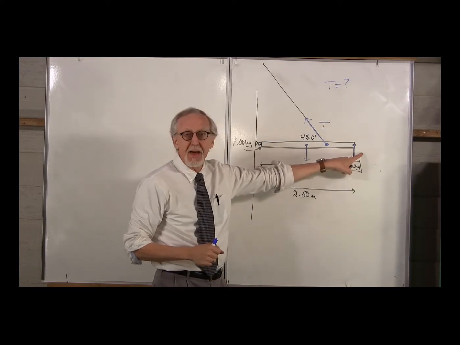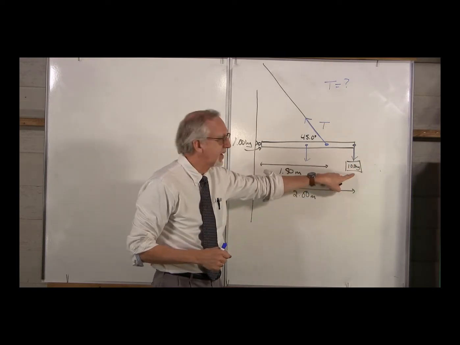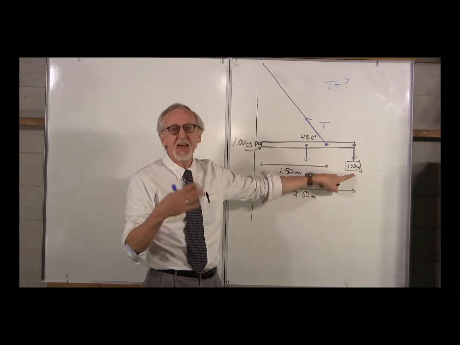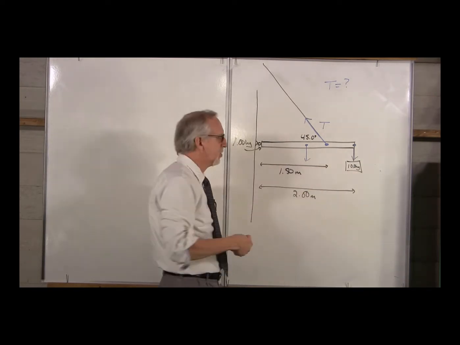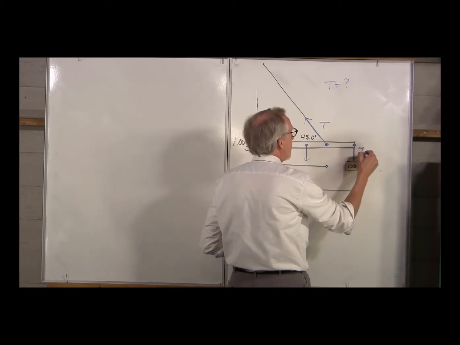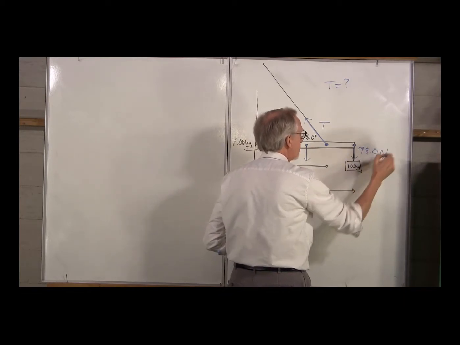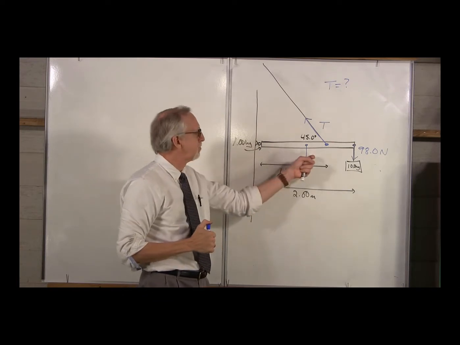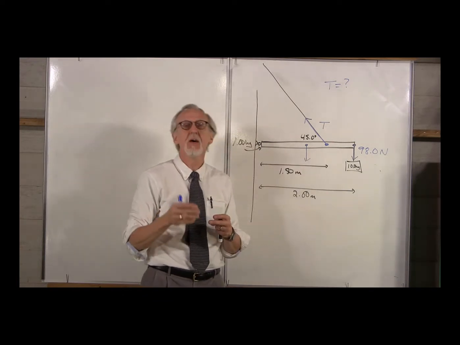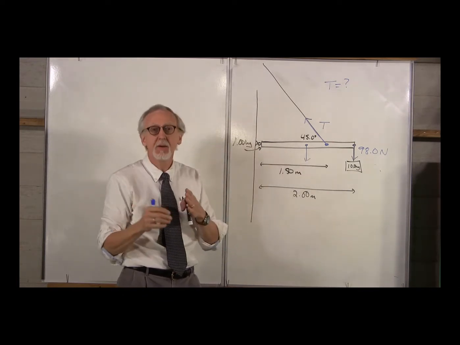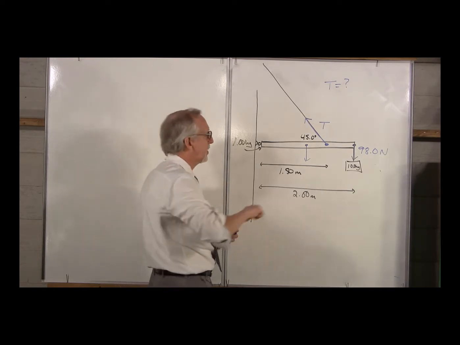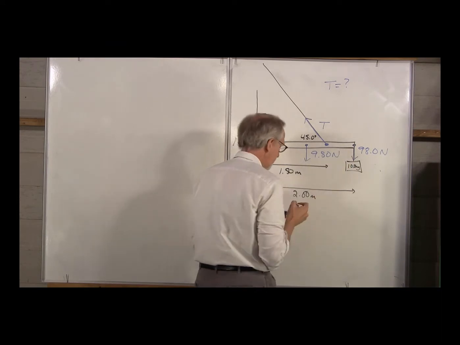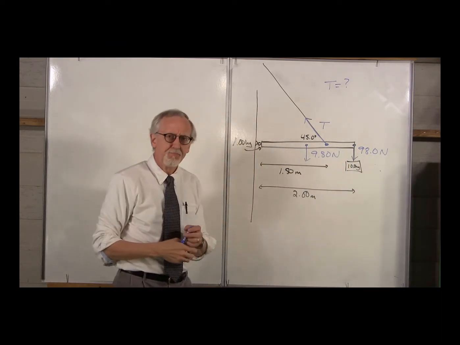Let's put in the magnitude of the force of the sign. The sign has a mass of 10 kilograms. The weight is mg, 10 times 9.8, 98 newtons. So this force is 98 newtons. The pole has a mass of 1 kilogram. What's the weight of the pole? mg, 1 kilogram times 9.8, 9.8 newtons. There we go. What else?